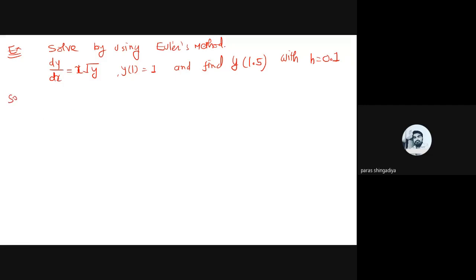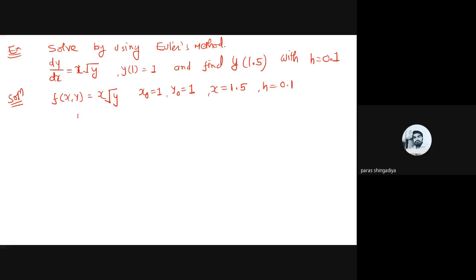So let us collect all the data in the solution. f(x,y) is x root y. You have to make dy by dx the subject, and whatever term is defined there will be our function f(x,y). x0 is 1, y0 is also 1. y of 1 is equal to 1, means x0 is 1, y0 is 1. x is equal to 1.5, the y value you have to derive here, and the value of h is 0.1.